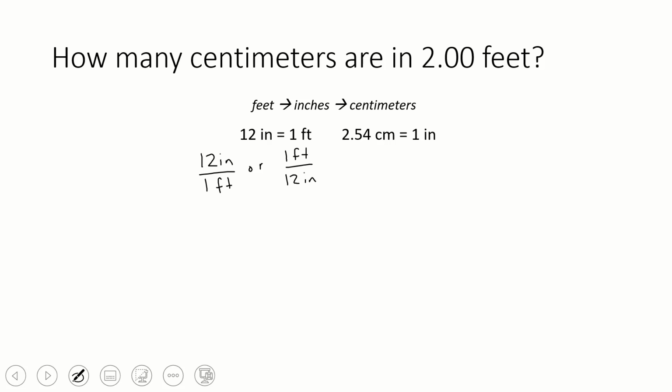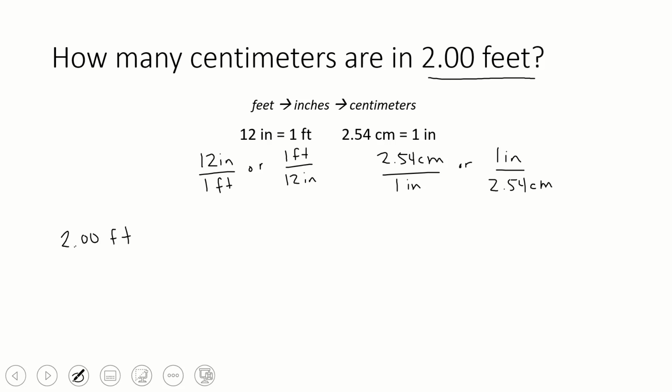For the other equality, I can write 2.54 centimeters per 1 inch, or I can write 1 inch over 2.54 centimeters. I'm going to let the units help guide me on which of these conversion factors to choose. So I'm going to start with the value that's given to me in the problem that just has a single unit. So that's going to be 2.00 feet.